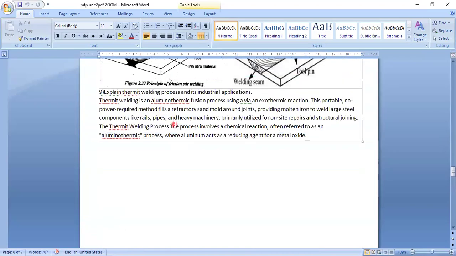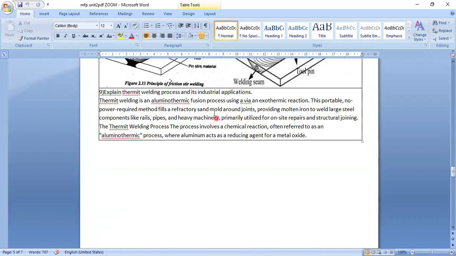So thermite welding is an aluminothermic fusion process. Alumina and aluminum are heated in a fusion process via an exothermic reaction. Excess heat comes out of this portable, no power required method. So no power is used. Refractory and sand molds are placed around the joint.